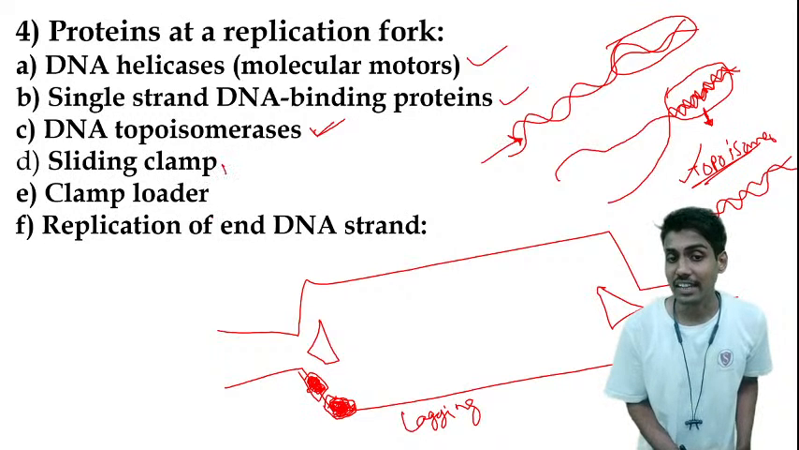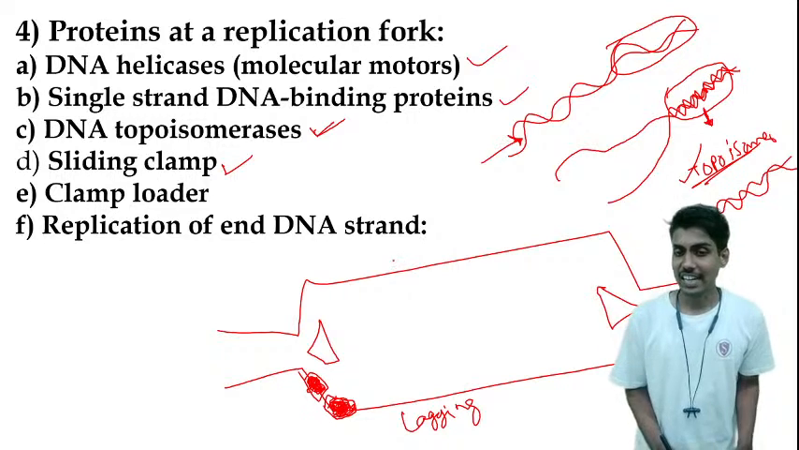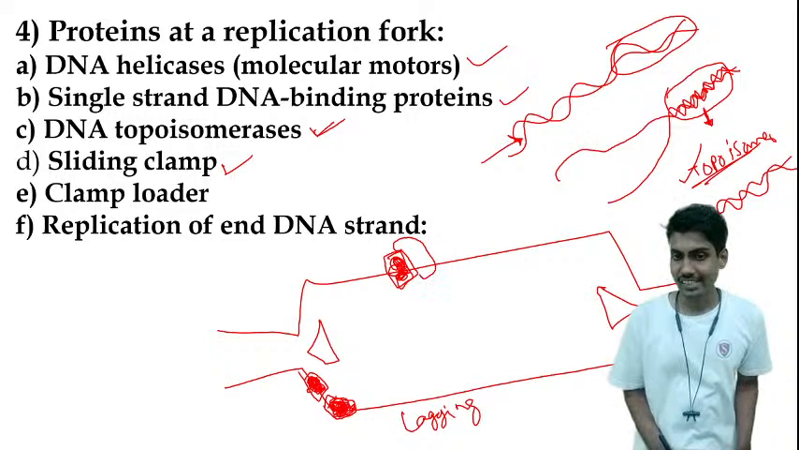Next is the sliding clamp. Now, what is called a sliding clamp? See, this sliding clamp is helpful for the DNA polymerase attachment with the leading strand and lagging strand. So this is the sliding clamp which is holding this DNA polymerase on this strand. What is the clamp loader? The clamp loader is another protein which is loading this sliding clamp on this DNA strand. Okay.